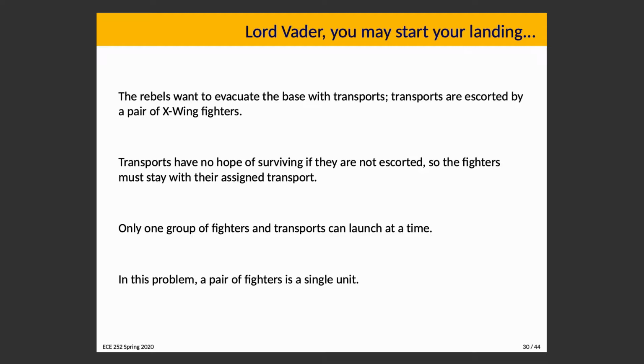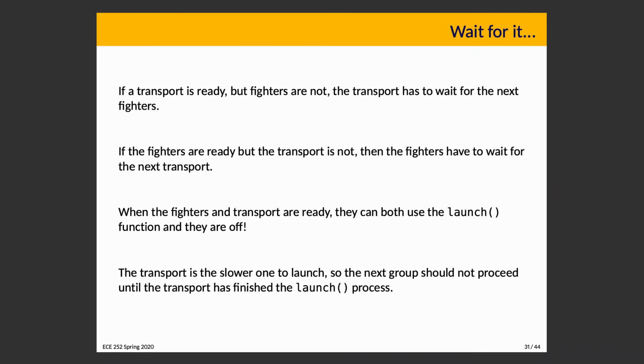And in this problem, we're going to treat a pair of fighters as a single unit, so we are really talking about two kinds of thread. We have transports and we have fighters. Okay. So, generally speaking, we can draw a couple of conclusions about how things are supposed to work.